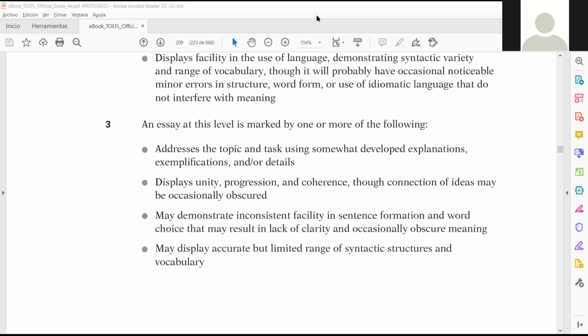May demonstrate inconsistent facility in sentence formation and word choice. It may result in lack of clarity and occasionally obscure meaning. May display accurate but limited range of syntactic structures and vocabulary.